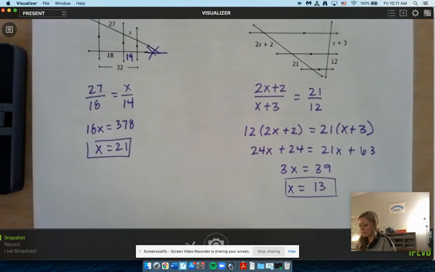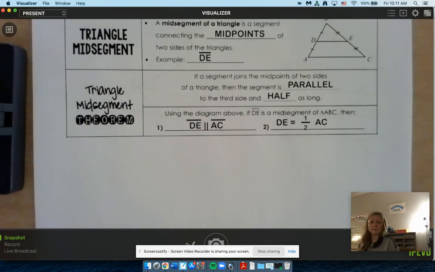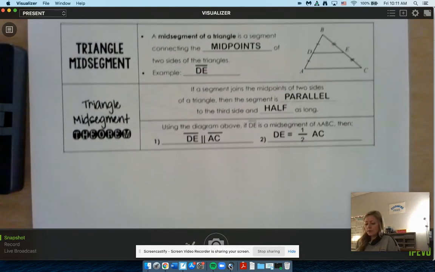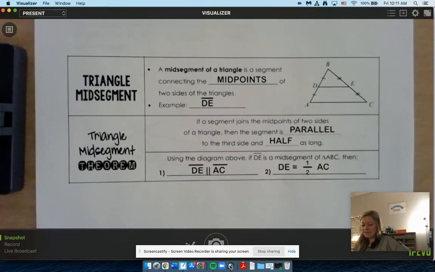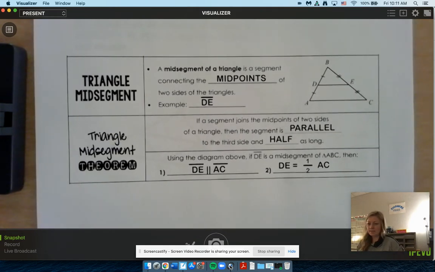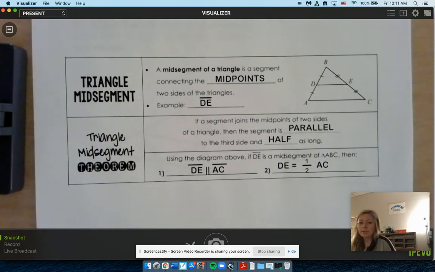Okay, switching gears once again. We have a triangle mid-segment, and the mid-segment is similar to that of the trapezoid mid-segment that we had last chapter. The name kind of describes it, right? It's the middle of your triangle. It's the segment that goes through the middle, right? So if we fill in the blanks here, a mid-segment of a triangle is a segment that connects the midpoints of the two sides of a triangle.